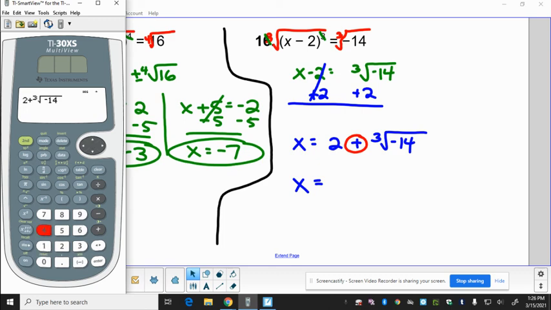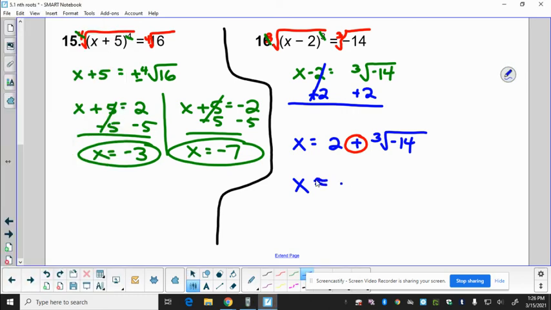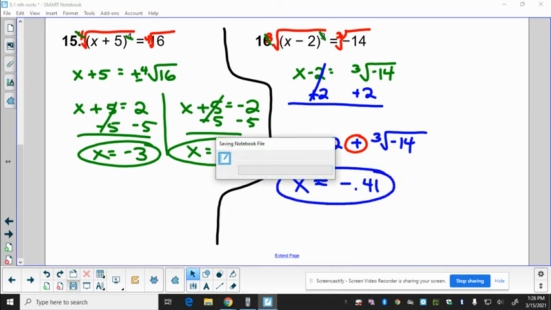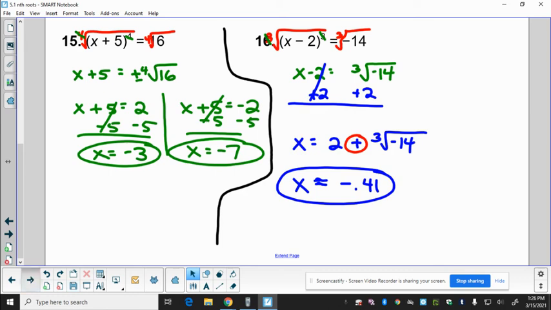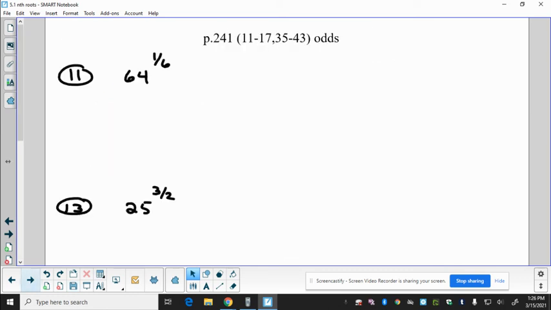Now remember, odd roots can be negative. This is going to be a possibility. We're rounding to the second decimal place, so it's going to be -0.41. We'll put these little squiggly lines, which means approximately. All right. Let's see what else we have in store for us. More practice problems.